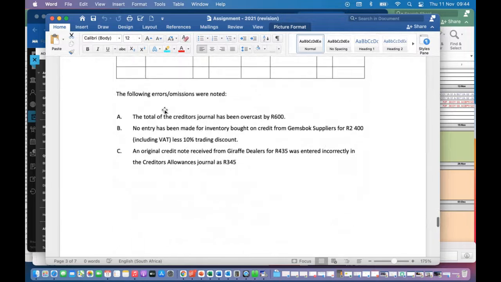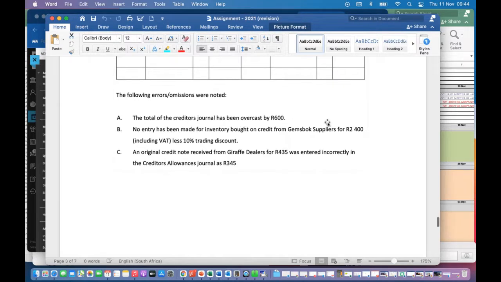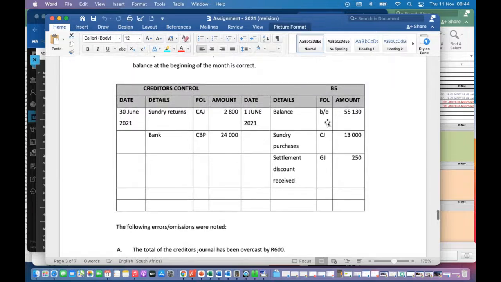Then we see the following errors and omissions were noted. The total of the creditors journal has been overcast by 600 Rand. If something is overcast, what does that mean? It's more than what it should be. Thank you so much. So we now need to look and say which amount would be affected by that. Which amount would we have pulled from the creditors journal and inserted in our creditors control?